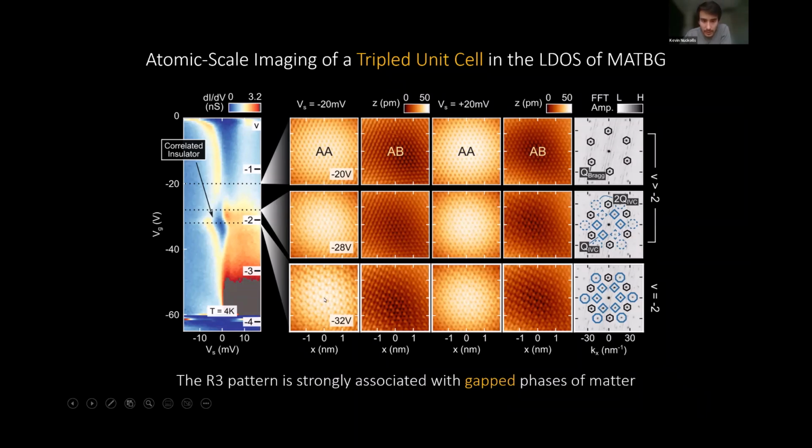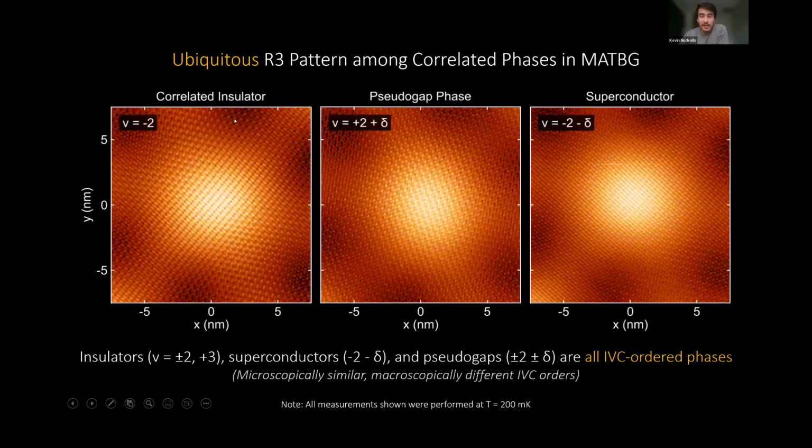So this is a really important feature of the √3 pattern, that it's strongly associated with gapped phases of matter. Particularly, I'm showing you here at the nu equals -2 insulator, but we see it in all these gap phases that I show you here. So the correlated insulator at +and -2, at +3, we find the pseudogap phase at +2 plus delta, and the superconductor just below nu equals -2, all show robust √3 patterns and have shown it in many devices.